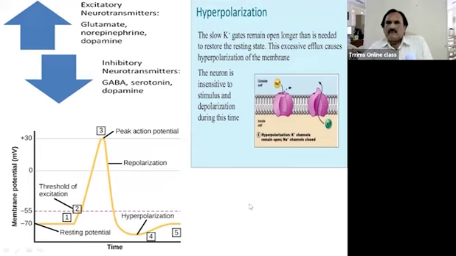Whenever you are talking about hyperpolarization, there is closure of the sodium channels, and the potassium gates remain open for longer than what is needed to restore the resting state. The neuron is insensitive to the stimulus and depolarization during this time. That is, sodium channels are decreased and the potassium channels leak.